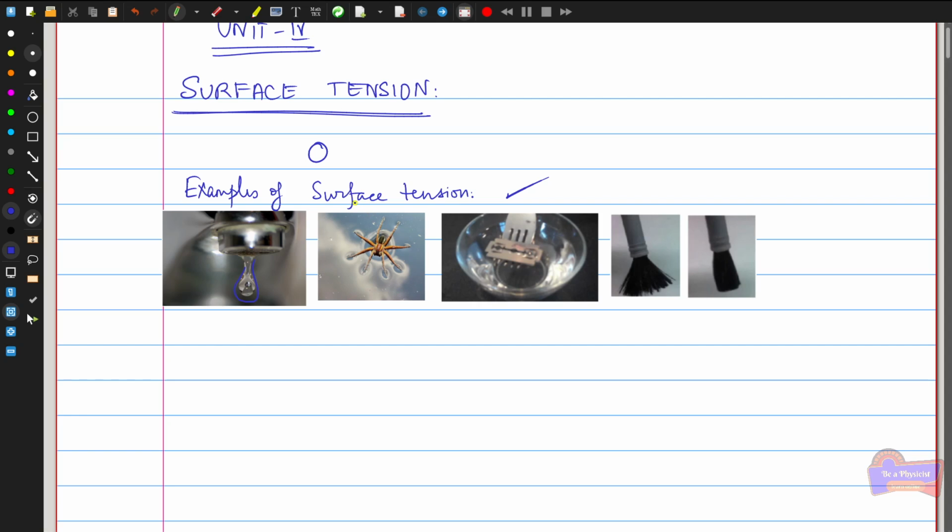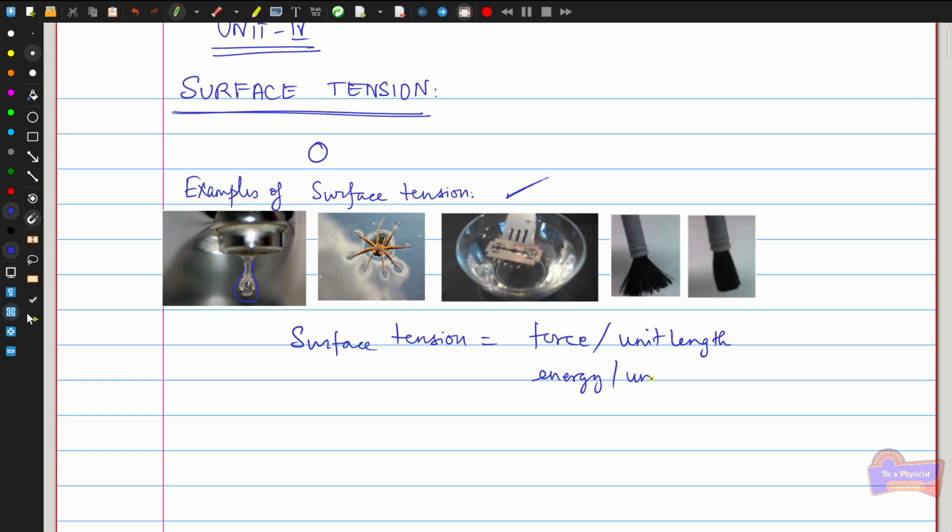If you define surface tension from a physics point of view, it may be defined as force per unit length, or you can define it as energy per unit area. You can define it either way. If you consider force per unit length, then the SI unit of surface tension is Newton per meter.